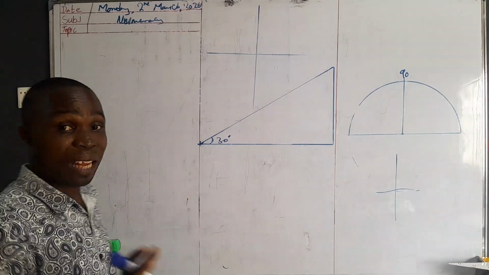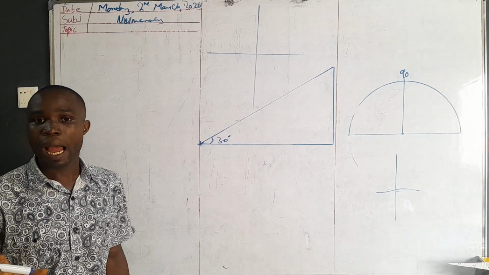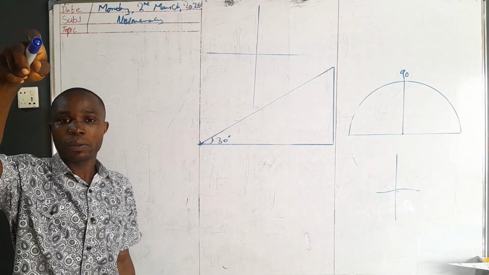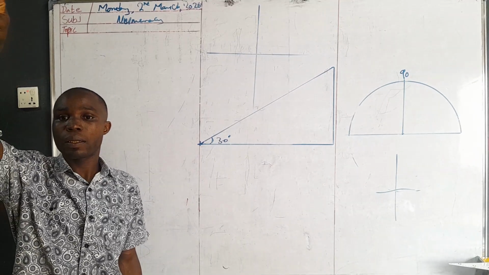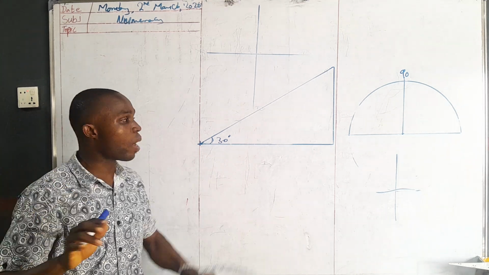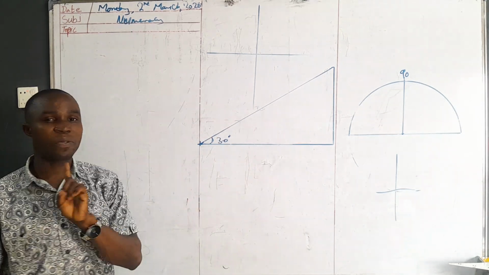Now, that was a very good one. Yes, Miriam, what's your angle? 42 degrees, yes? 40? Okay, that's a very good one. Now, this is very direct.